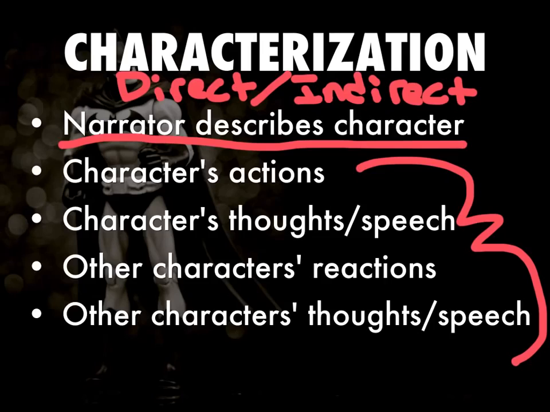Now, why am I telling you these two categories? Well, because it's important for you to learn the difference. If you have direct characterization, it's not going to take much effort on your part, the reader, to understand what that character is like. Jim is a nice guy. Jim likes to help people. Jim cares for his family. That's pretty easy to figure out. The author is telling me straight out.